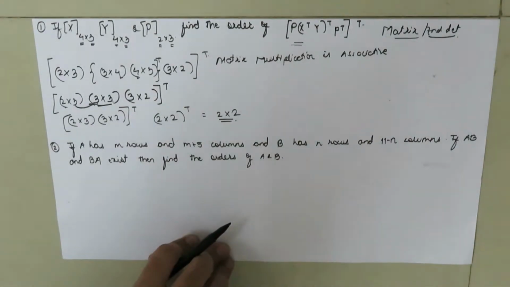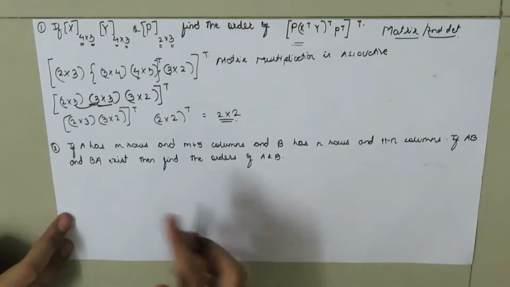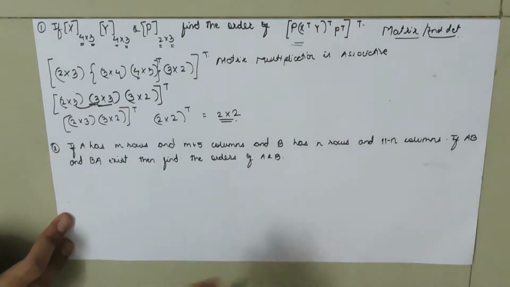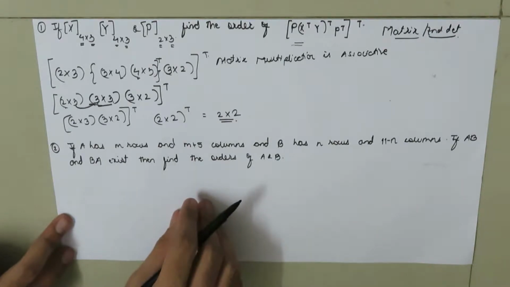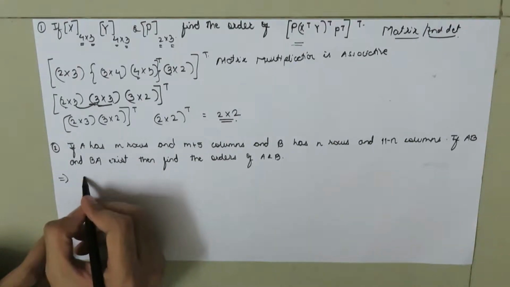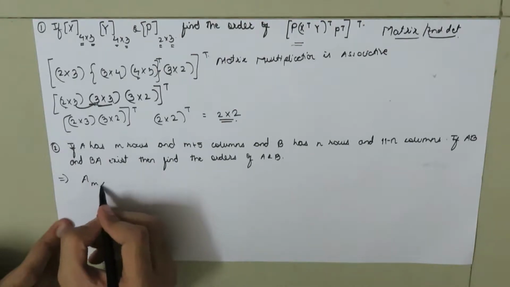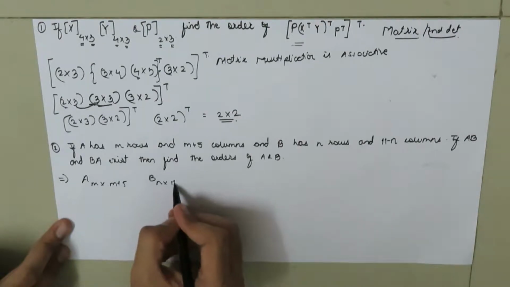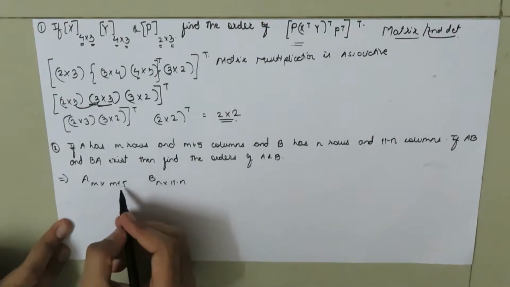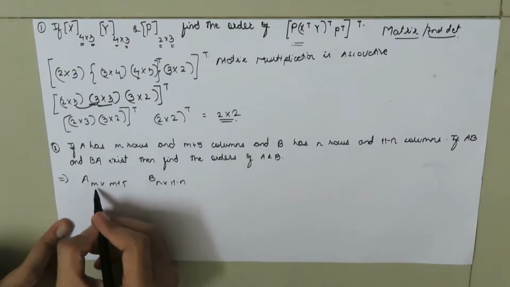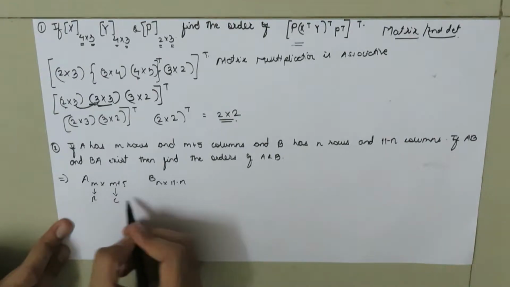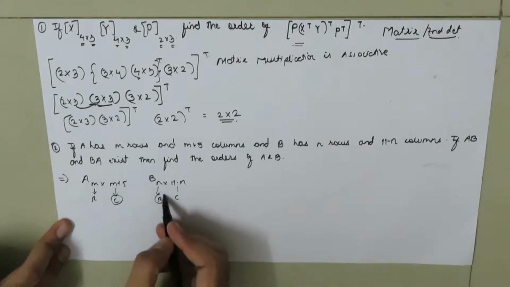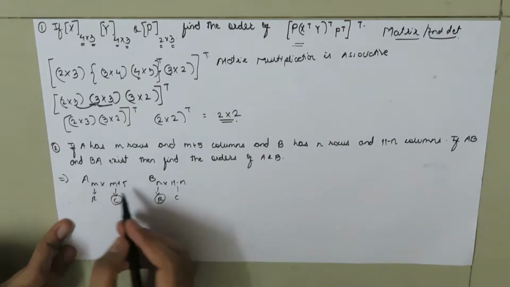Let's take another example. So if A has m rows and m plus 5 columns, and B has n rows and 11 minus n columns, if AB and BA exist, then find the order of A and B. So in this case they have clearly mentioned that A has m rows and m plus 5 columns, and B has n rows and 11 minus n columns. So if we multiply AB, then this is the row, this is our column, this is row, this is column. The column of matrix A should match with the row of matrix B when we multiply AB.